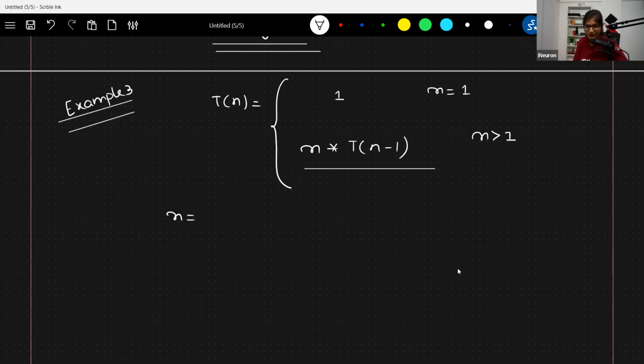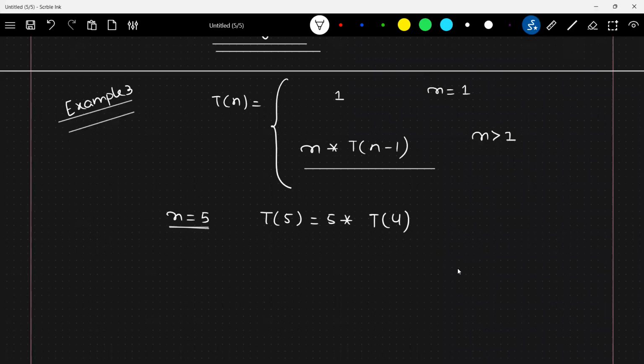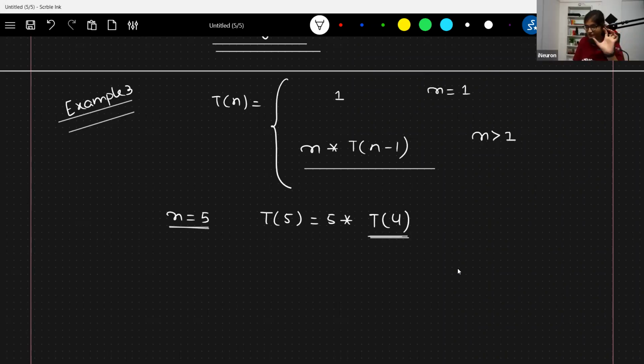For example, n is equal to 5. Initially it will be 5, greater than 1. So T of 5 is equal to 5 into T of 4. Can I say? Yes, ma'am. After that, we will solve this T of 4, right? Yes, we will solve this.